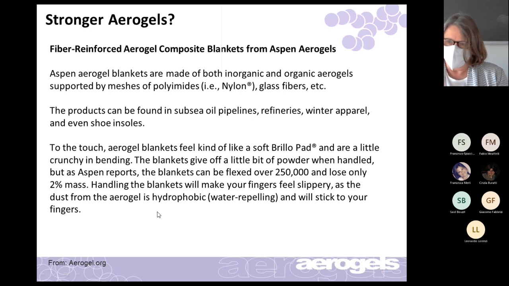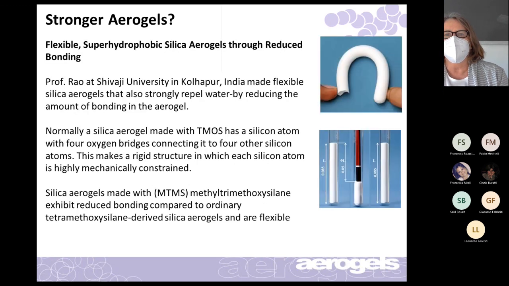And then the other way to make the stronger aerogels is through reduced bonding. I think I showed you this picture of a flexible aerogel. Here's another picture of that same type of aerogel. Normally it's in a tube. Then he pushes down on it with a pencil, crushes it, and takes the pencil away, and it goes right back to where it was. The way that this was made flexible was by reducing the amount of bonding.